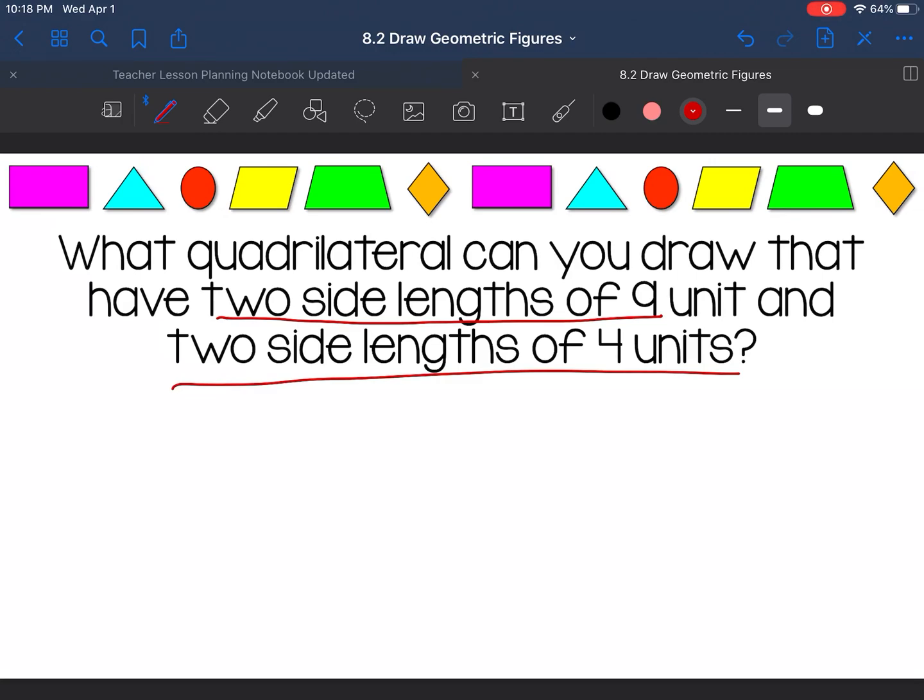So just like I did last time, I'm just going to draw a little picture. So let's see. I have 2 sides of 9. I have 2 sides of 4. So what shape does that give me? It gives me a rectangle. All right, so now remember, I need to go back through what we talked about in the beginning of the lesson. I need to think, were there any more shapes out there that have 2 matching side lengths?